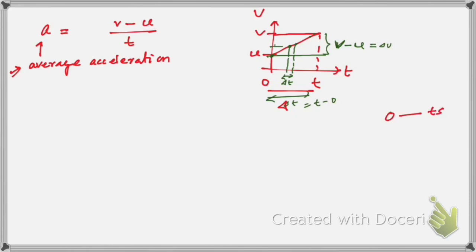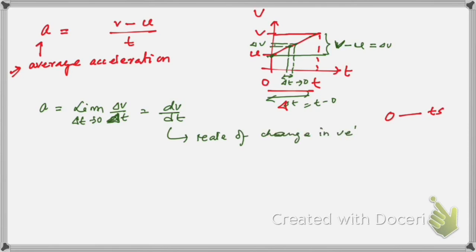Now at an instant t, what will be the instantaneous acceleration? When del t tends to 0, then limit del v by del t, where del t tends to 0, is equal to dv by dt. This is the rate of change of velocity with respect to time t, and this is going to give you the instantaneous acceleration. This is instantaneous acceleration, right?